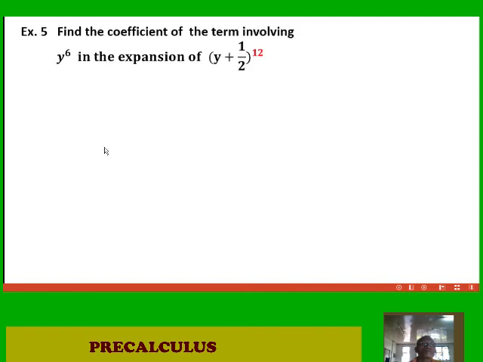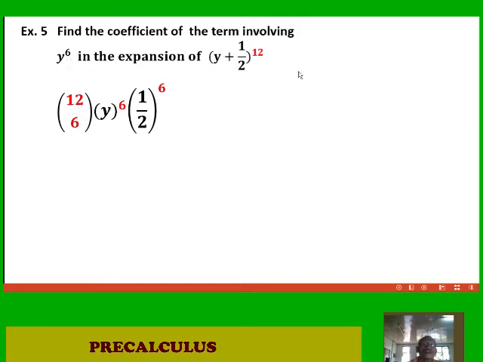Next example. Find the coefficient of the term involving y to the 6 in the expansion of y plus 1/2 raised to 12. Okay, so this is y to the 6. Since this is 6, 12 minus 6 is equal to 6. So the second term is raised to the 6th power, so that 6 plus 6 is equal to 12. So we need to determine the coefficient of this term that has y to the 6.